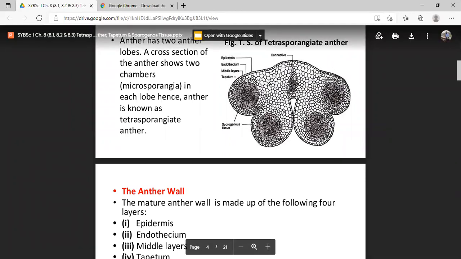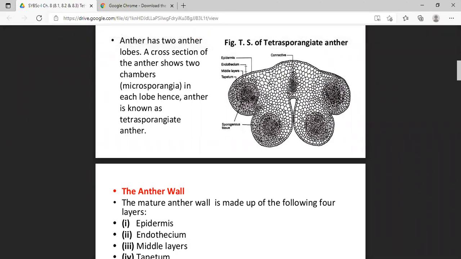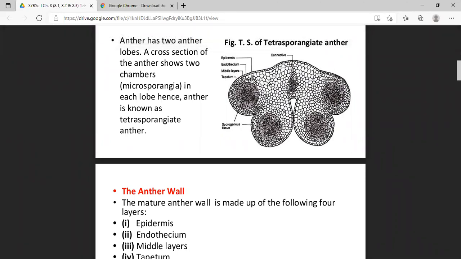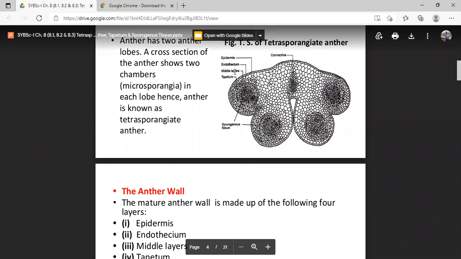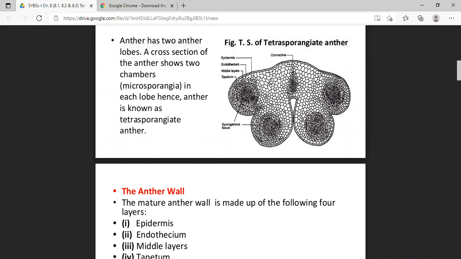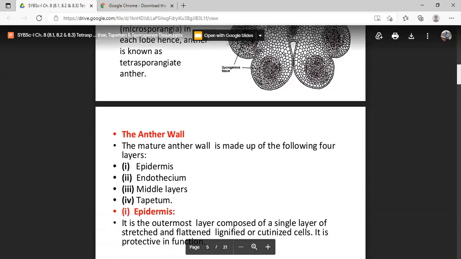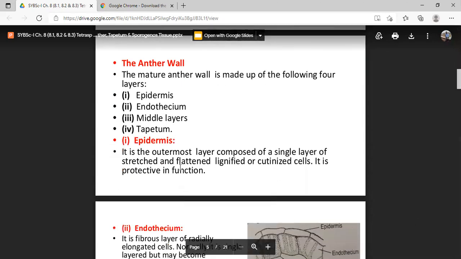Beneath the epidermis, we can find some kind of irregular cell mass. This is called the endothecium. After that, there are some small cells surrounding the tapetum wall, called the middle layer, and next is the tapetum. The tapetum is also a sterile tissue, but the role of the tapetum is particularly different from these three layers. We want to see them one by one. So first is the epidermis.